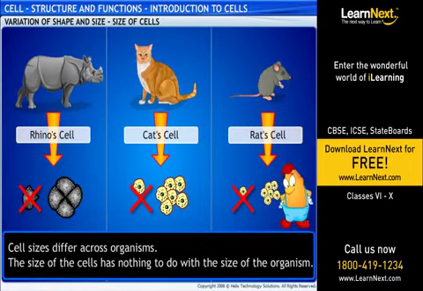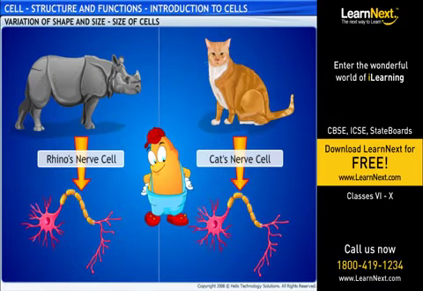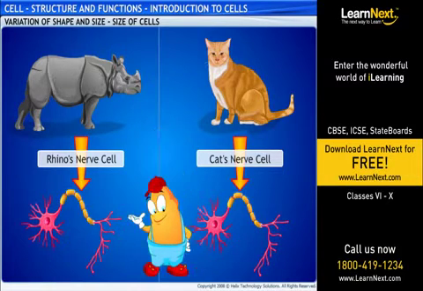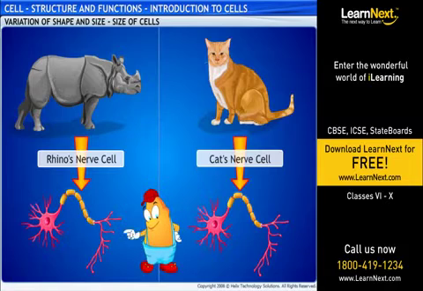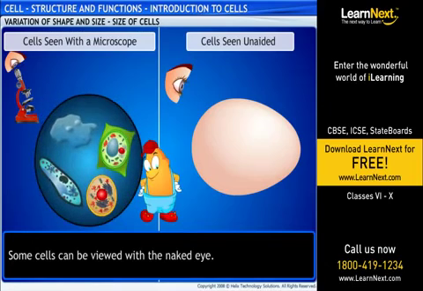The cells in a rhino's body may not be bigger than the cells in the body of a cat or a rat. In fact, the nerve cells in a rhino are very similar to those in a cat's body. In both cases, the nerve cells are long and branched and are involved in the transmission of messages. However, to answer your other question, there are some cells that can be seen with the naked eye.